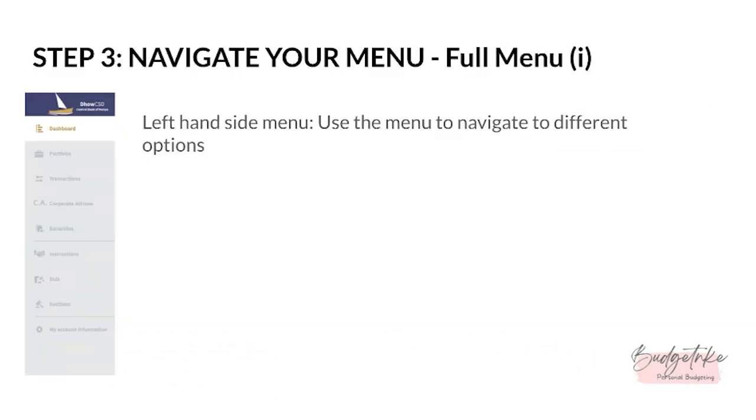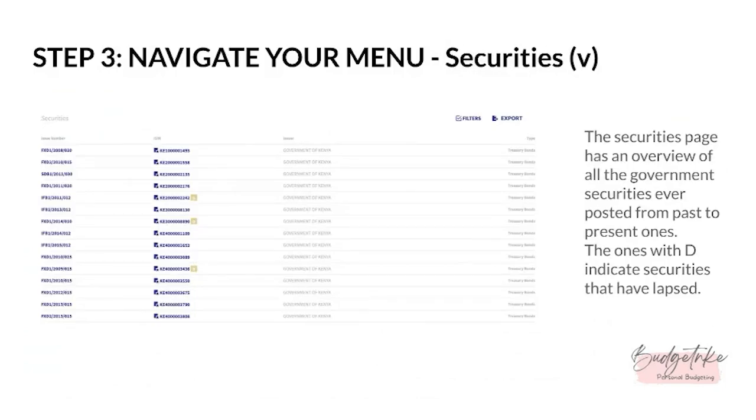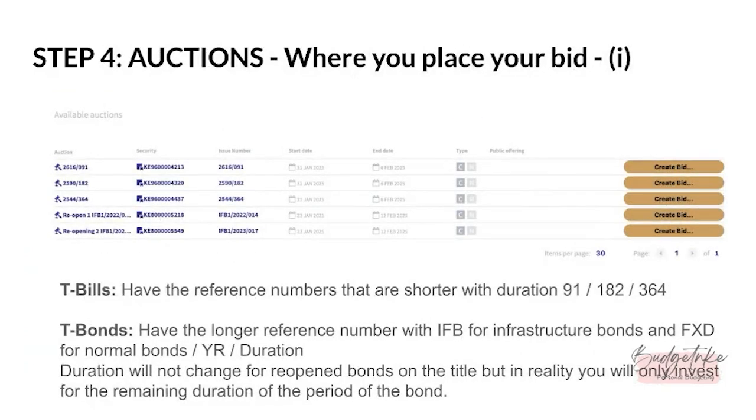At the Auctions part, that is where you bid. That is what you guys wanted to learn today. So all the open or available auctions by CBK, whether it's a bill or a bond, are all on this tab. And you can see, for example, currently, as at today, there is 2616/091, 2590/182, 2544/364. These three are treasury bills.